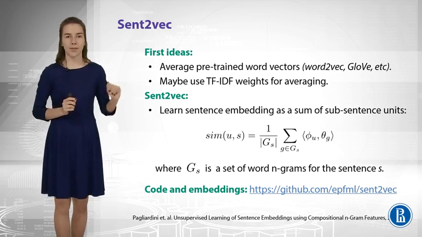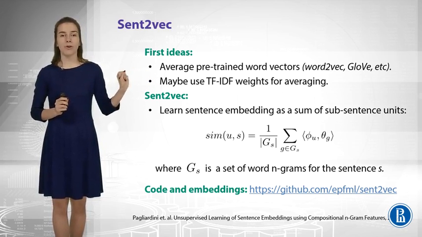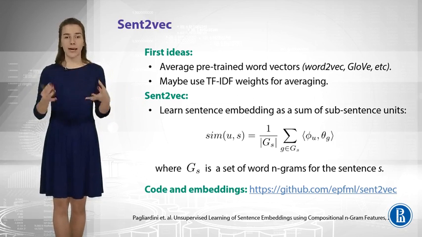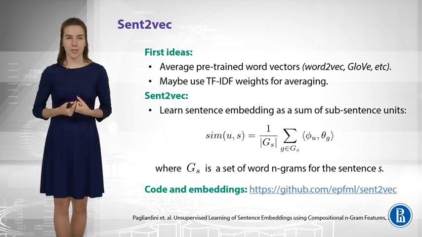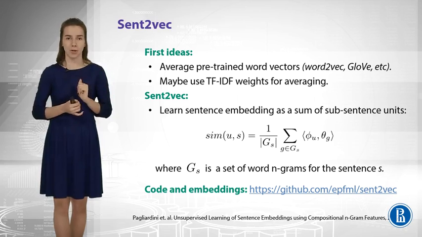Now, how do we model this similarity? Again, we have a sum over some units. So these units will be word n-grams. And a bag of word n-grams will represent a sentence. Awesome. So you see that this model is very similar to the fastText model.